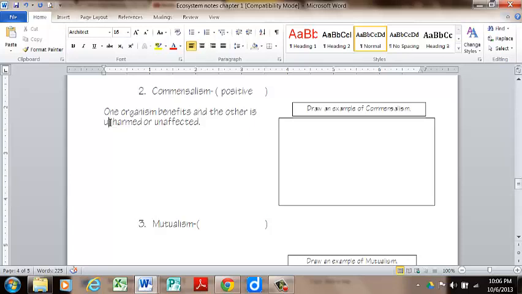So in mutualism, that's obviously a positive relationship because both parties benefit. So I'm going to go ahead and add that to my notes. I'm going to write: both organisms benefit in the relationship.